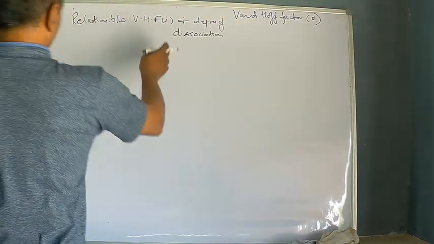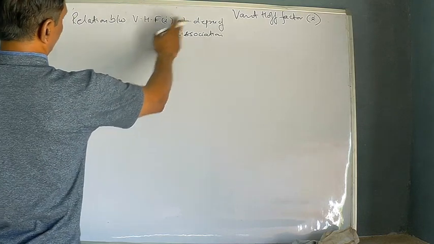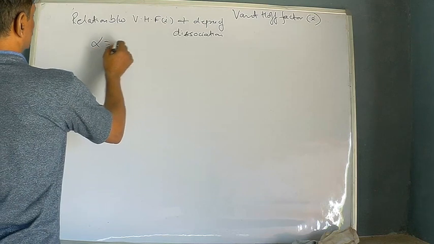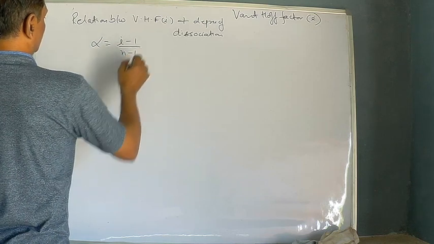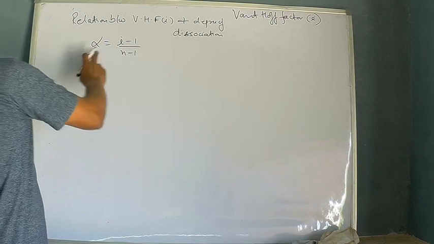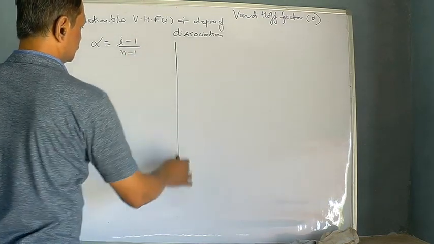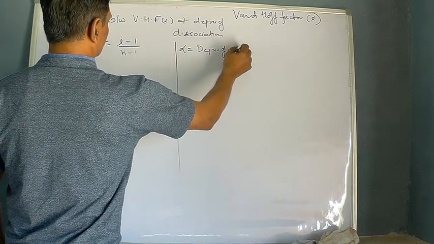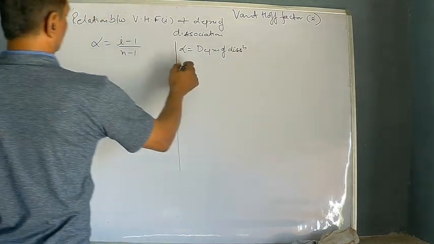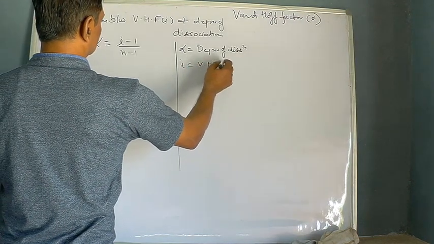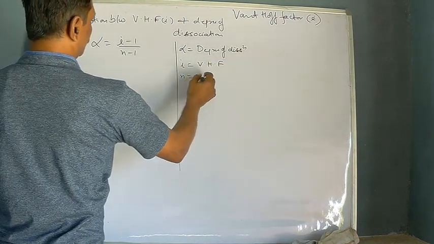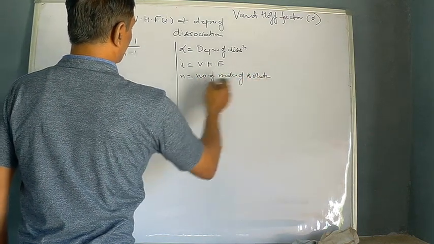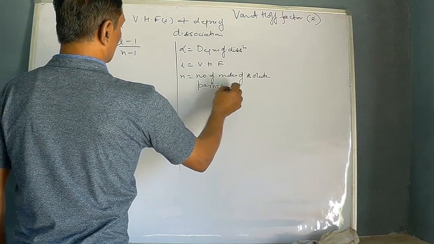Now class, the next topic, relation between Van 't Hoff factor I and degree of dissociation. It is given by alpha equals to I minus 1 upon n minus 1. So what is alpha? Alpha is your degree of dissociation, that is studied in class 11. I is your Van 't Hoff factor, and n is the number of moles of solute particle after dissociation.